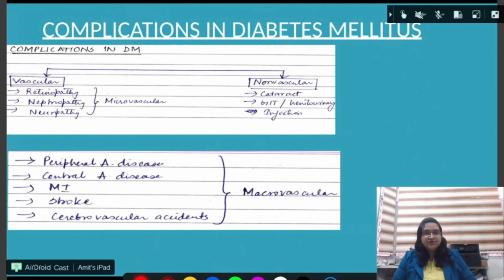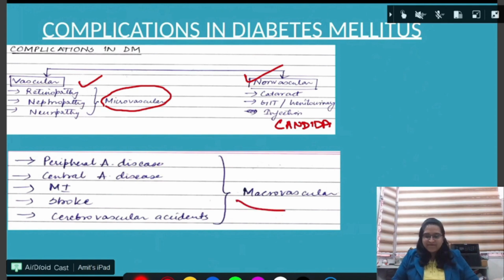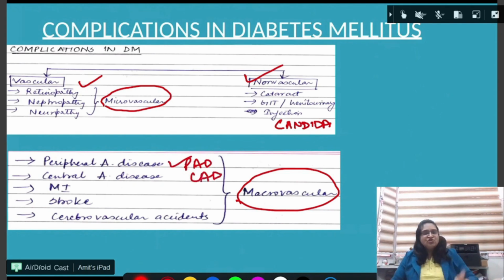For the complications, you should know they can be vascular or non-vascular. Non-vascular being cataract, repeated infections, especially candida, which is very common in diabetics, and genitourinary problems may occur. In the vascular, you have to know there are microvascular and macrovascular problems. Microvascular are diabetic retinopathy, diabetic nephropathy, diabetic neuropathy, whereas macro, big vessels, are peripheral arterial disease, here we call it PAD and CAD, MI, strokes, cerebrovascular accidents.